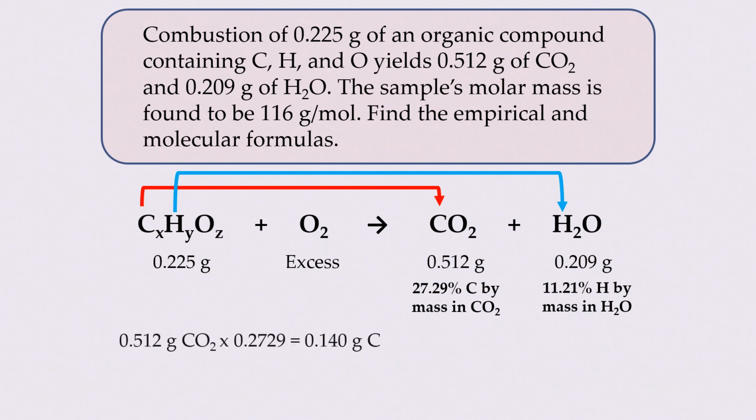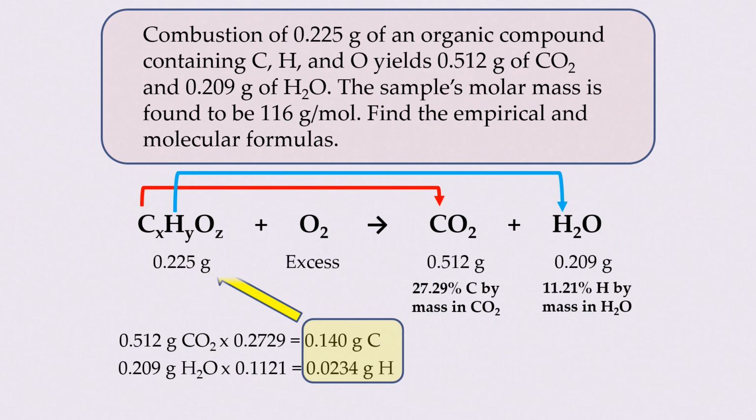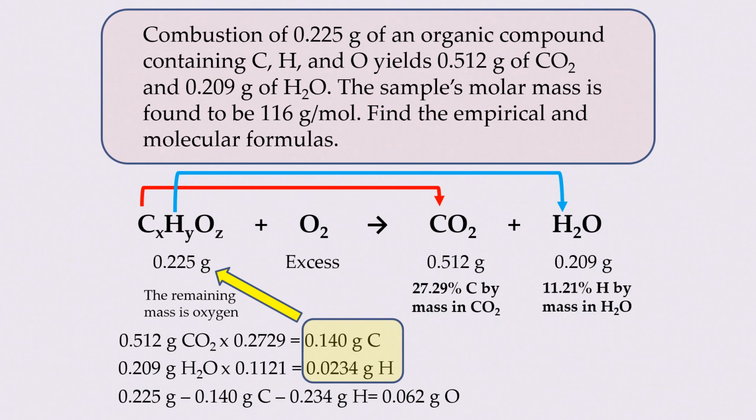Multiply the carbon dioxide mass by 27.29%, or 0.2729, and multiply the water mass by 11.21%, or 0.1121. The masses for carbon and hydrogen are 0.140 grams and 0.0234 grams respectively. These are the masses of carbon and hydrogen that came from the original sample. The remaining mass, of course, is oxygen. Subtract from the initial sample mass to find the mass of oxygen. Now we know the mass of each element in the sample.